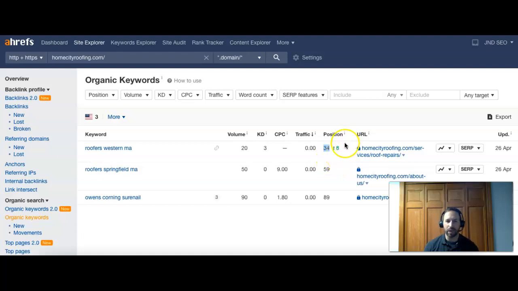You did move up 8 spots, it looks like, though, recently, so you probably were on even the fifth page. So good job moving up. That's always good. The next one you guys have, Roofer Springfield MA. So basically, it's very similar to the one that we searched. We just had roofing instead of roofers. But 50 people do search that every month.